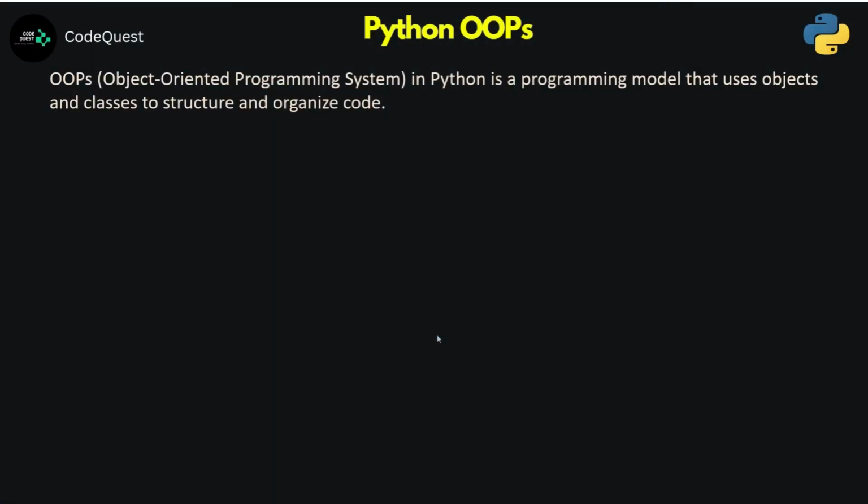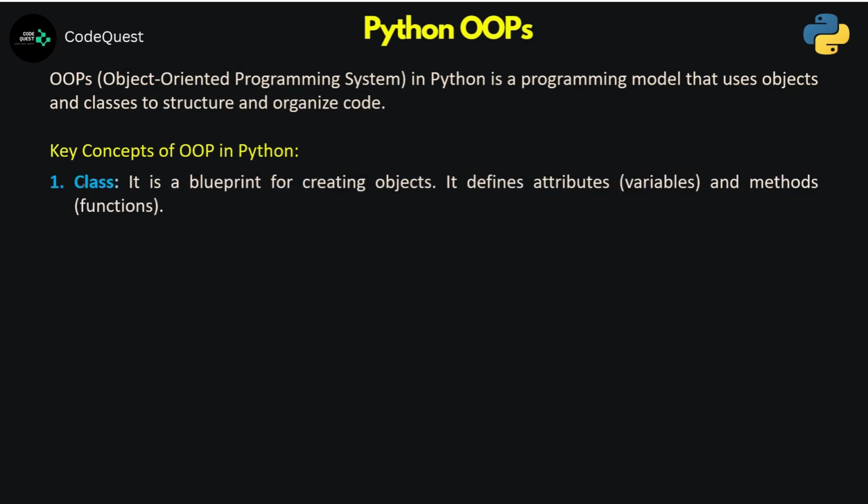OOPS, which typically stands for Object-Oriented Programming, is a programming model which makes use of mostly the concept of objects and classes to organize the code in a structured way. These are the key concepts that OOPS takes care of.